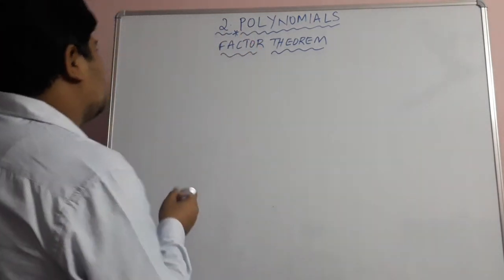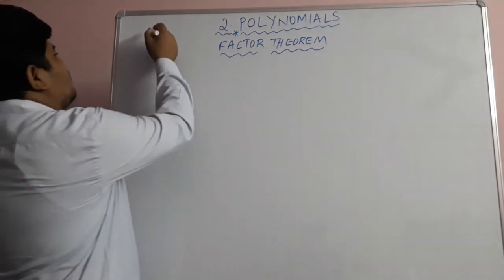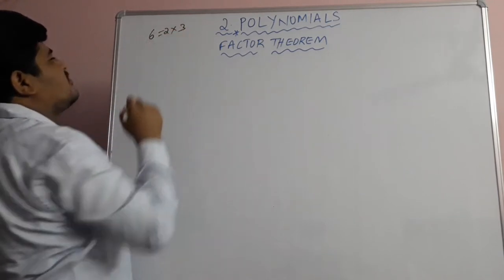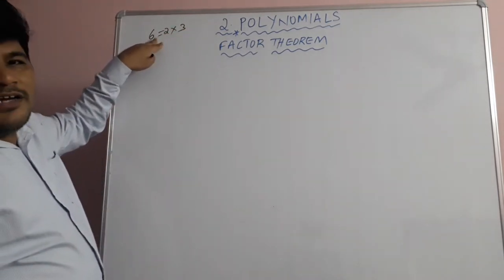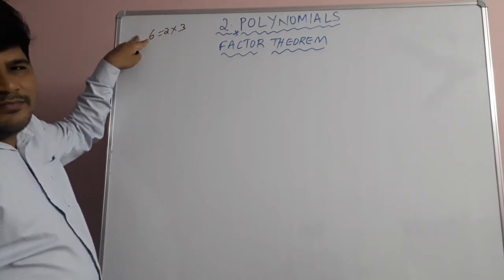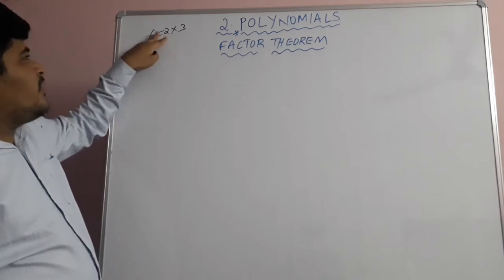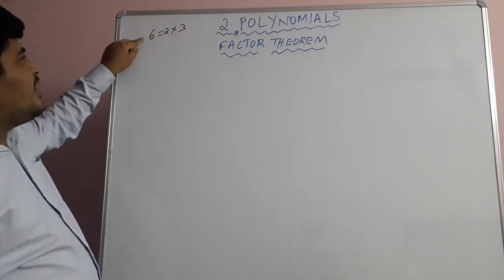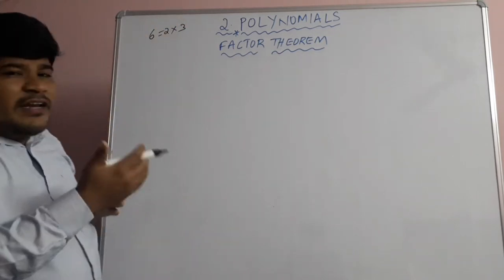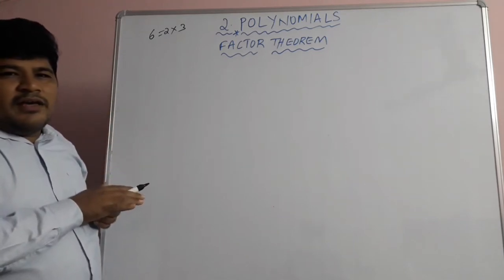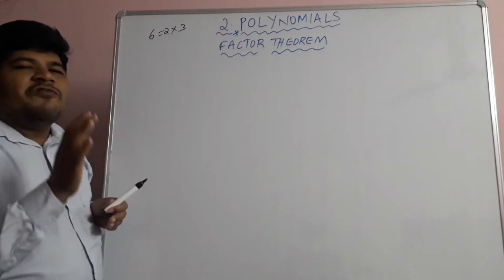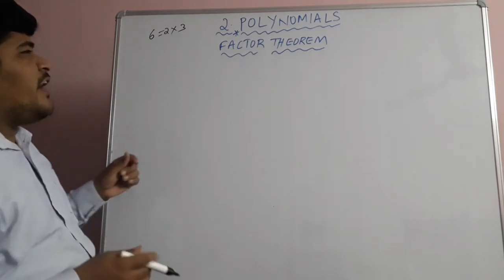First of all, what is a factor? I'll explain with an example. Suppose 6 can be written as 2 into 3. Here 2 is a factor of 6, and 3 is also a factor of 6. If you divide 6 by 2 or 3, your remainder will be 0. So whenever we divide one number by another and the remainder is 0, then whatever we are dividing by is said to be a factor. Now, the factor theorem.